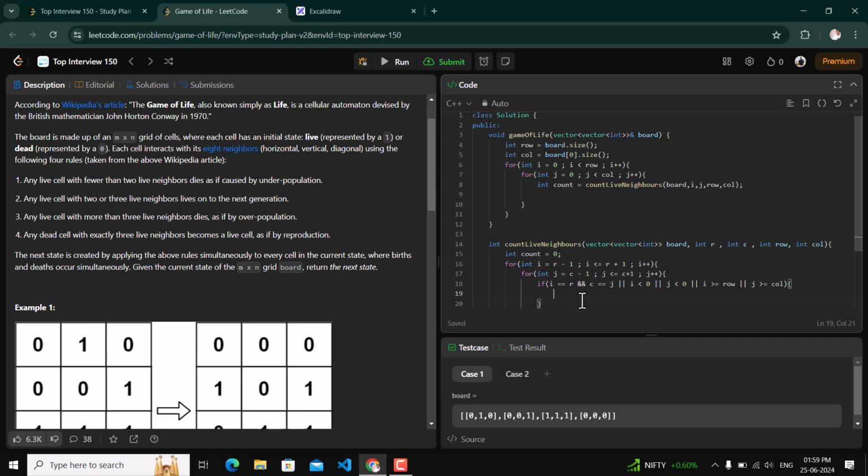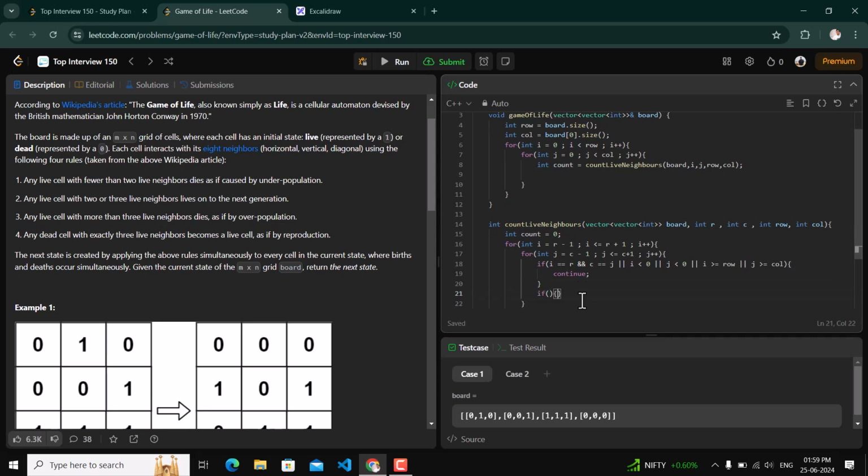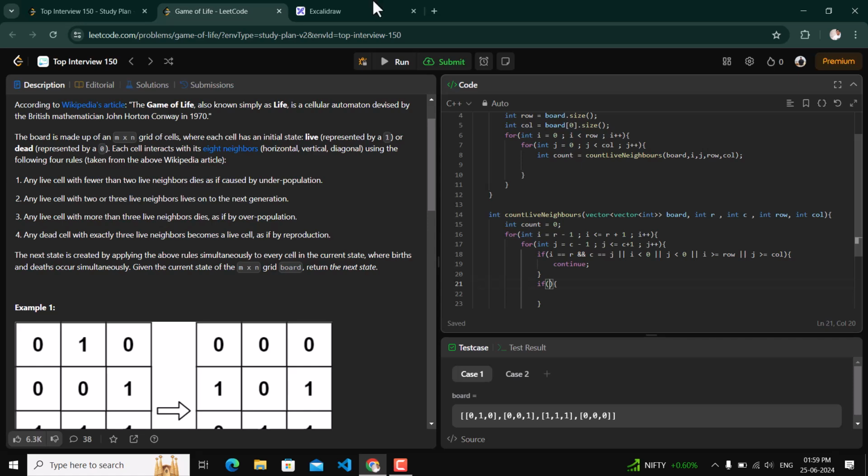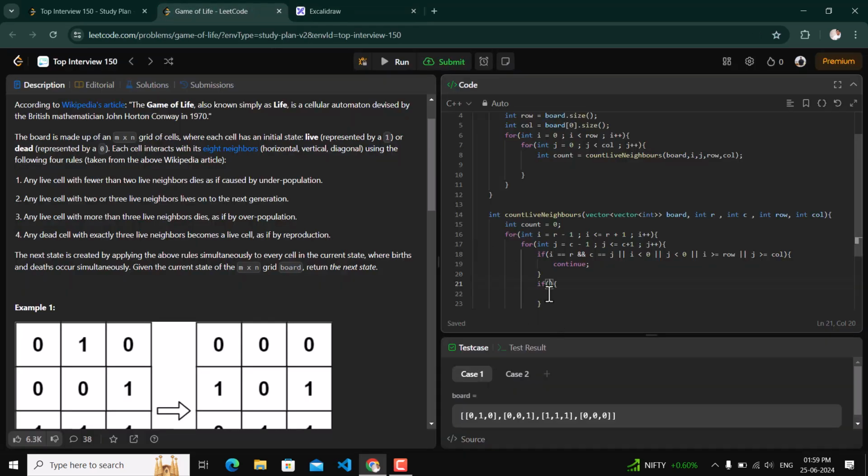In this case, we will continue, we will skip the iteration, and in else, we will check. As we said, if any cell is dead, we are marking it as -1. So we will take the absolute value so that it won't affect the calculation for other cells when calculating the live cells in its neighbors.